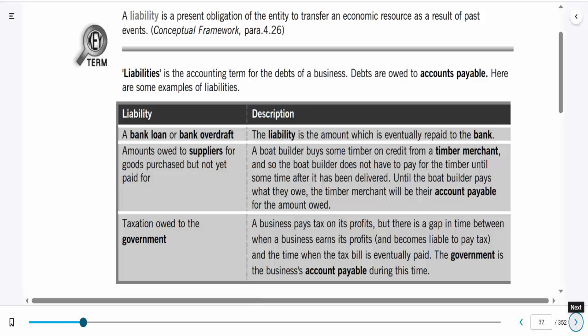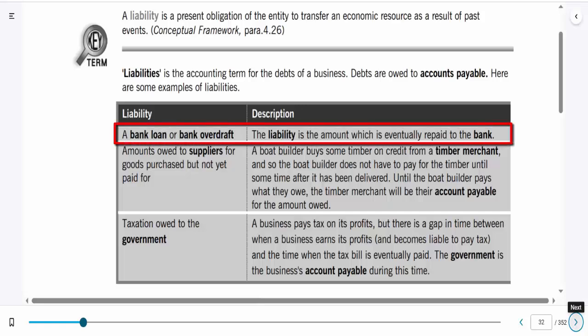1. Bank loans or bank overdrafts. Imagine a business takes out a loan from a bank. The business will eventually have to pay this money back, along with any interest charged by the bank. Until it is paid off, this loan amount is a liability. Similarly, if a business has a bank overdraft, which means it has used more money than what it has in its bank account, the amount overdrawn is also a liability.